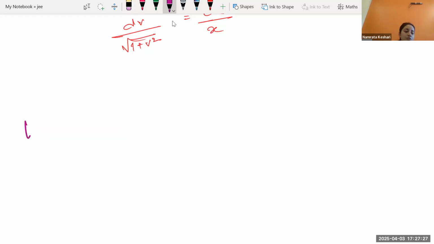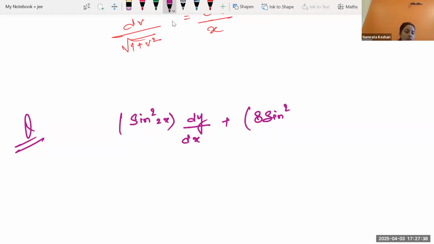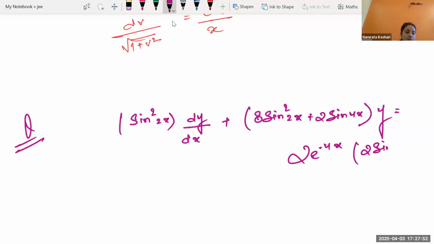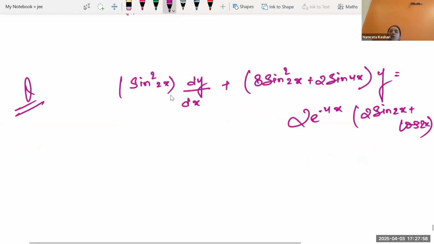Suppose we have the differential equation sin²2x dy/dx + 8 sin²2x + 2 sin 4x times y = 2e^(-4x)(2 sin 2x + cos 2x). Here also one condition is given, that y(π/4) is this, then find y(π/6). So basically, let's find the solution first.